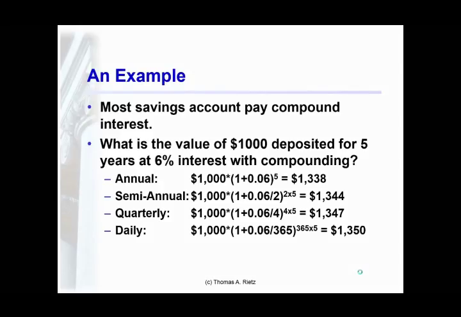The $1,000 at quarterly compounding would grow at 6 divided by 4. It's 1.5% every quarter for 4 times 5, 20 quarters. That would grow to $1,347. And collecting interest daily, by convention a year is either 360 or 365 days, depending upon the kind of account you've got. It would grow to $1,350 on a 365-day year.